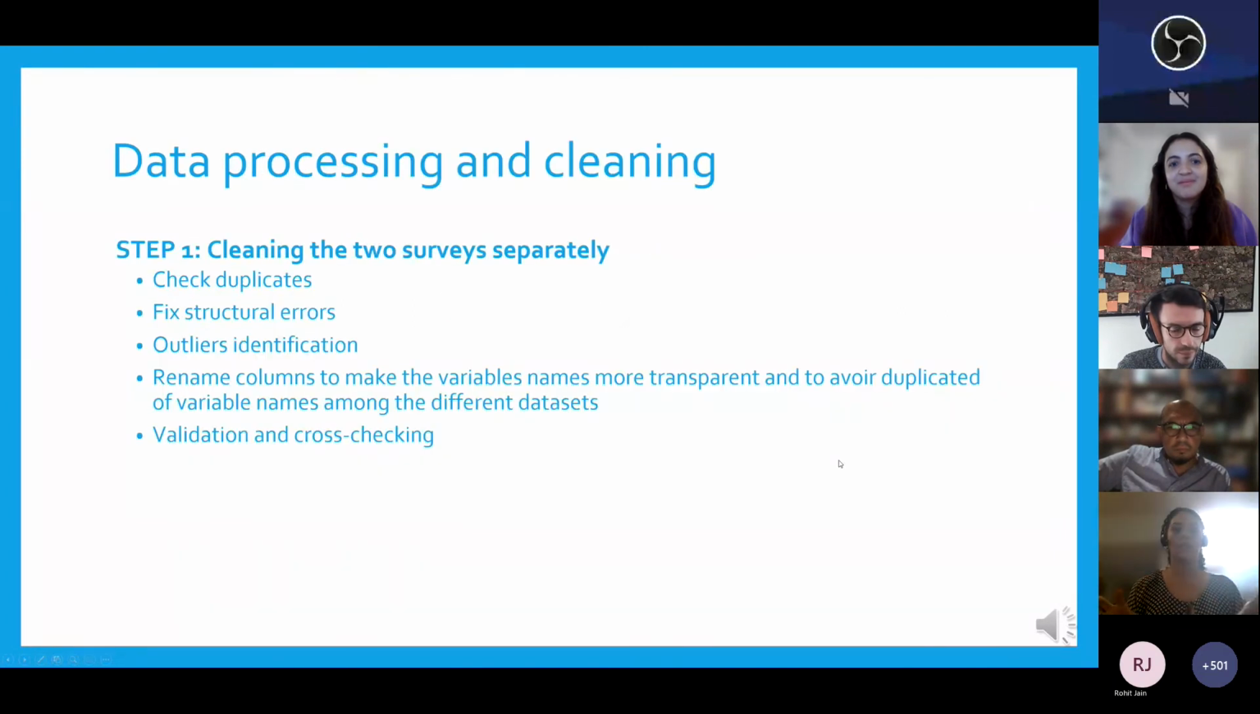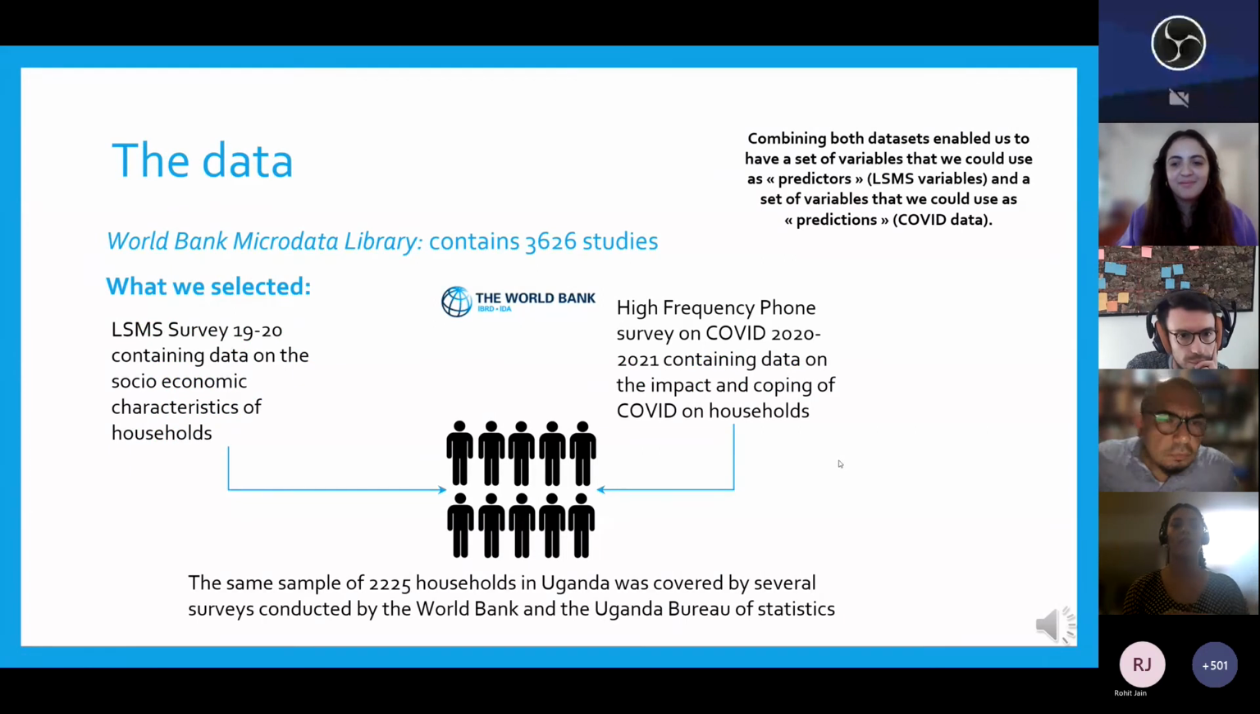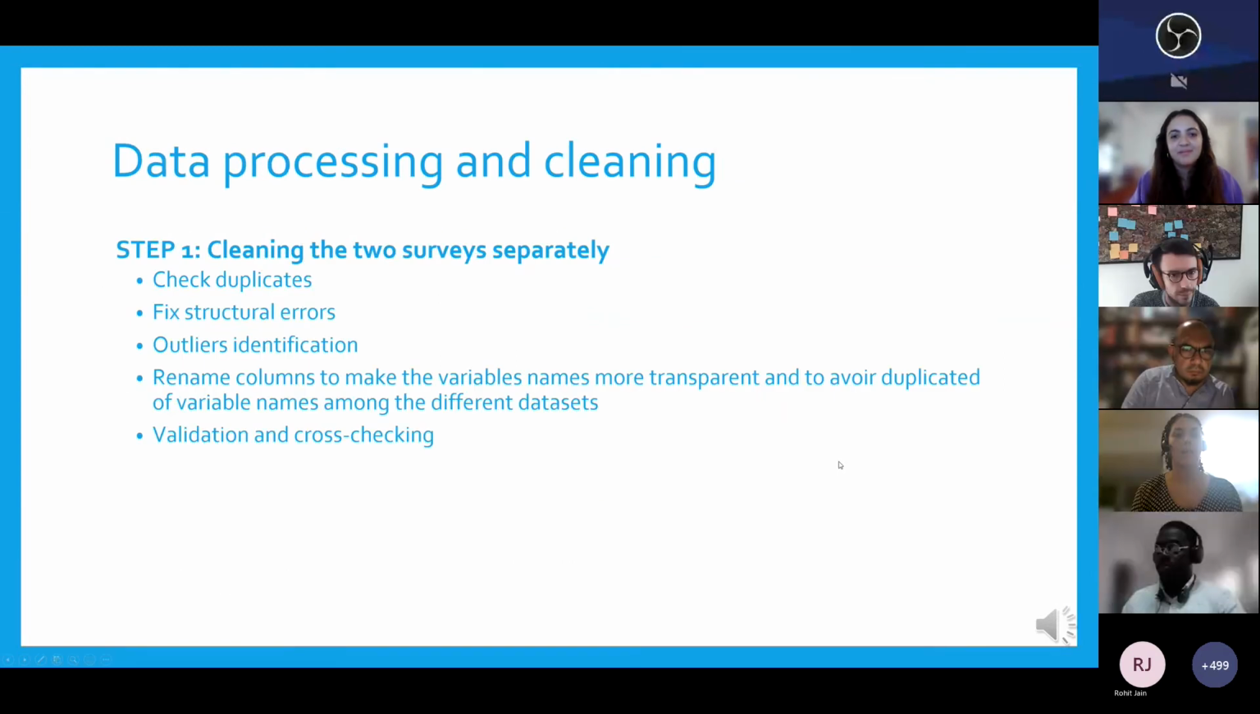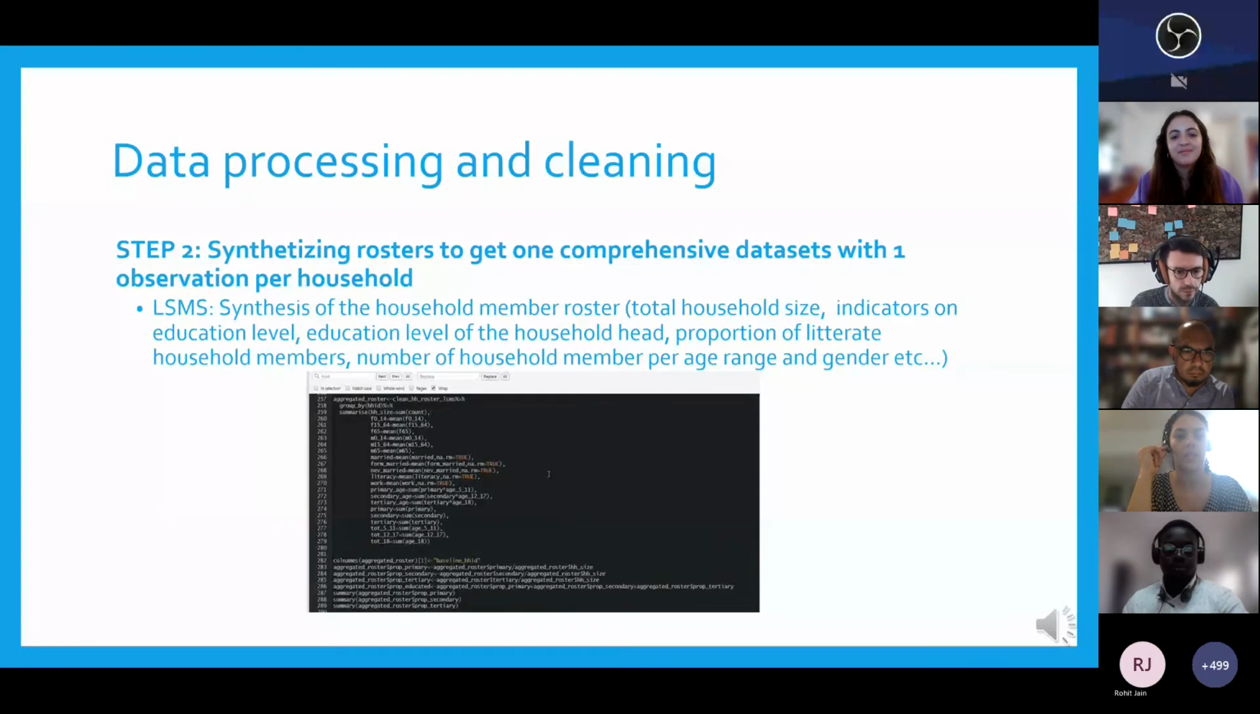So by combining these two data sets, we were able to have predictors from the LSMS survey and predictions from the high frequency phone survey. So the first step was to clean the data. We needed to restructure the data, check duplicates, and rename columns to make them more transparent. Then all of these steps are just data restructuring, so we can skip all of it.